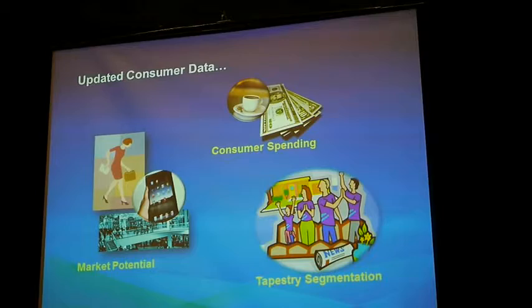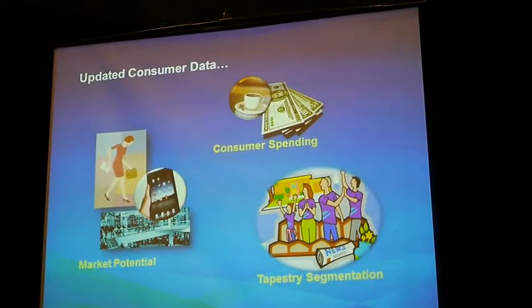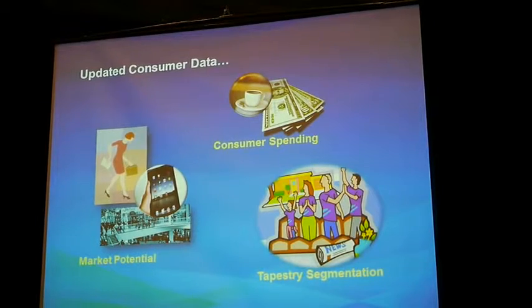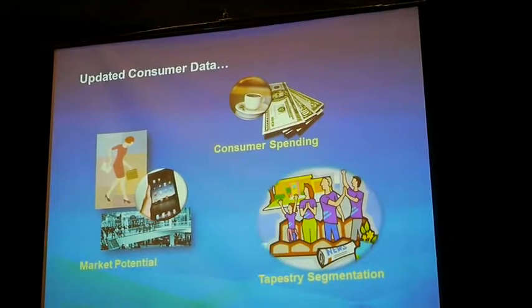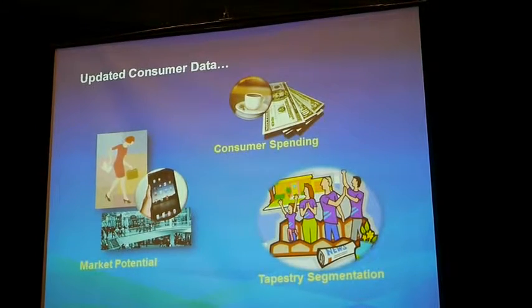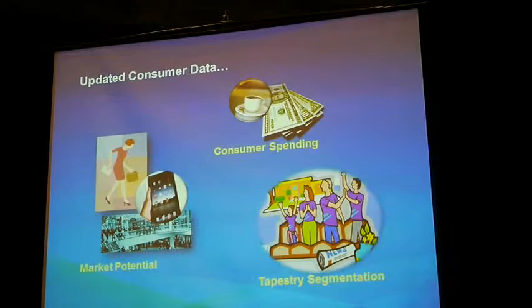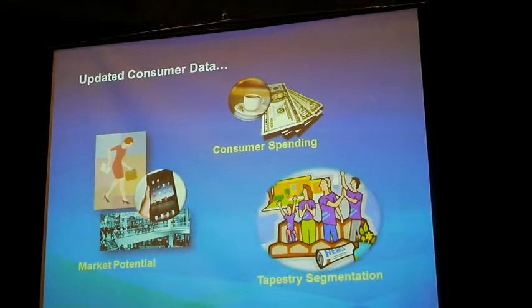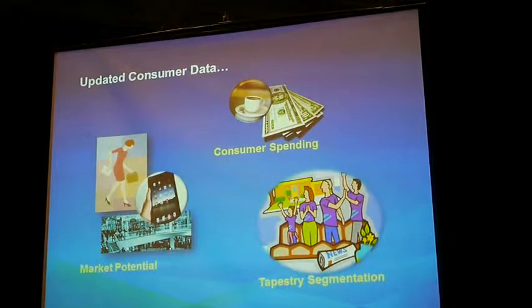So additional data that we released in Business Analyst Online this year included 2011 consumer spending data. This is a set of data that's built up off of the consumer expenditure survey performed by the Bureau of Labor Statistics. We use our Tapestry segmentation data to model that kind of expenditures across the rest of the United States. So that's now in 2010 geography, the newer geography.